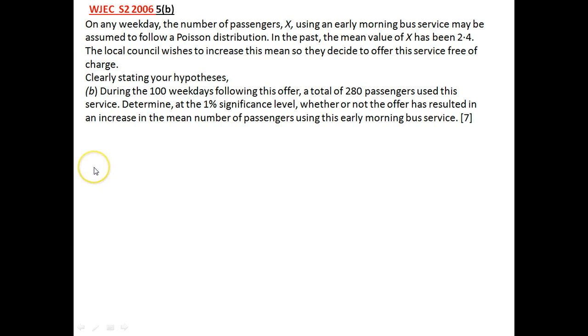Question 2006, 5b. On any weekday, the number of passengers X using an early morning bus service may be assumed to follow a Poisson distribution. In the past, the mean value of X has been 2.4. The local council wishes to increase this mean, so they decide to offer this service free of charge. Clearly stating your hypothesis, during the 100 weekdays following this offer, a total of 280 passengers use this service.